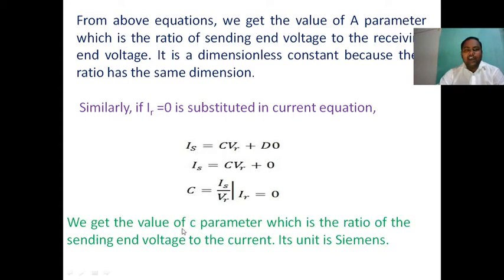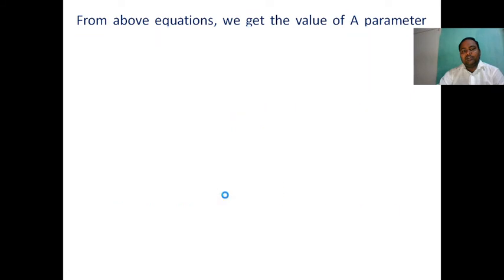So we get the value of the C parameter, which is the ratio of the sending end current to the receiving end voltage. Its unit is Siemens.